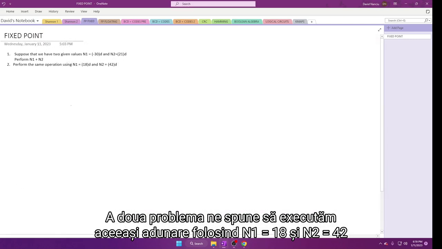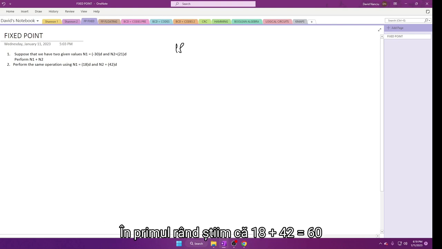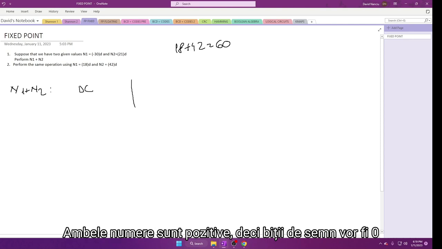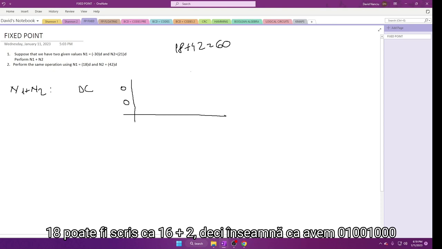All right, the second problem tells us to perform the same operation using n1, which is 18, and n2, which is 42. First of all, we know that 18 plus 42 is 60, and performing this operation, first of all, let's write the direct code. Okay, both numbers are positive, so the sign bit is going to be 0.